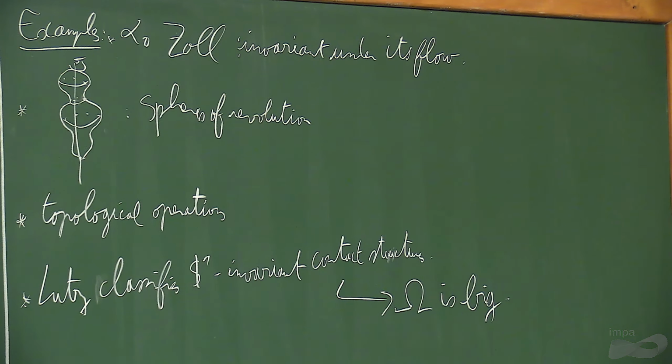Sorry, say it again. S1 invariant, you mean only invariant under Reeb? No, by S1 invariant contact structure, I mean any contact structure invariant under any S1 action. They don't have anything to do with each other a priori. In particular, the S1 orbits really don't have to stay transverse to the contact structure. Okay.